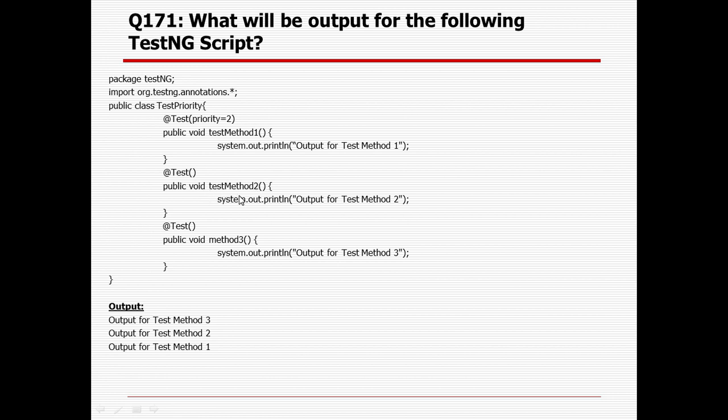In case of the same priority, the method whose name comes first in alphabetical order will be executed first. So here method 3 will be executed first, as m comes before t. So the output will be test method 3 first, then it will go for the other method where the priority is not given and equal to 0, so test method 2, and then it will go for priority 2, the output for test method 1. So that will be the output for the following TestNG script.